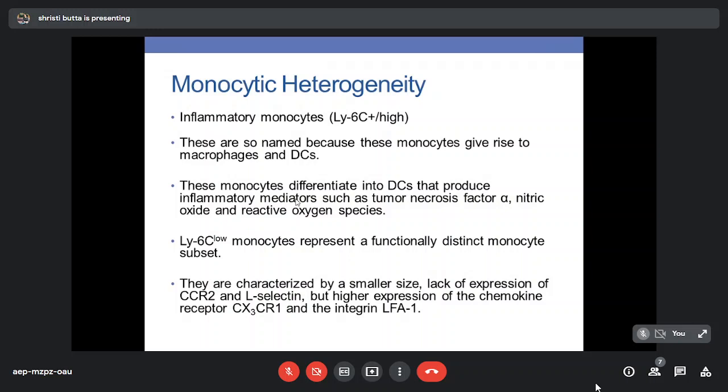We also have the LY6C low monocytes, which represent the patrolling monocyte subset. They are characterized by a smaller size. Remember, they are much smaller than these monocytes. They lack the expression of CCR2. Yes, CCR2 expression was very high in the inflammatory subset. They also lack the expression of L-selectin, but rather have a very high expression of integrin LFA1, which allows them to bind to the endothelium and undergo patrolling.